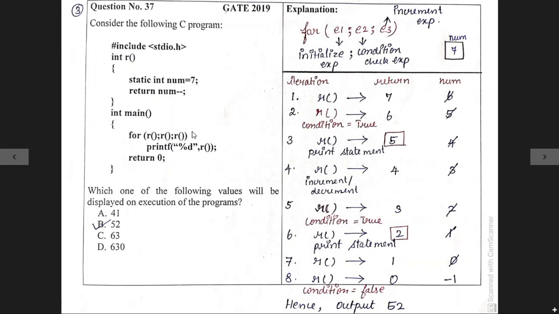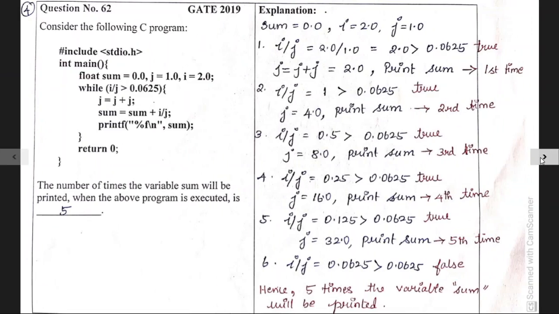Now, is 0 not equal to 0? No, it is 0, so the condition is false. The for loop gets terminated and comes back to the next statement, that is return 0. So the program is completed. On the output screen we have 52 as the output. So we need to choose 52, option B. Okay, got it? Next we will move on to the next question.